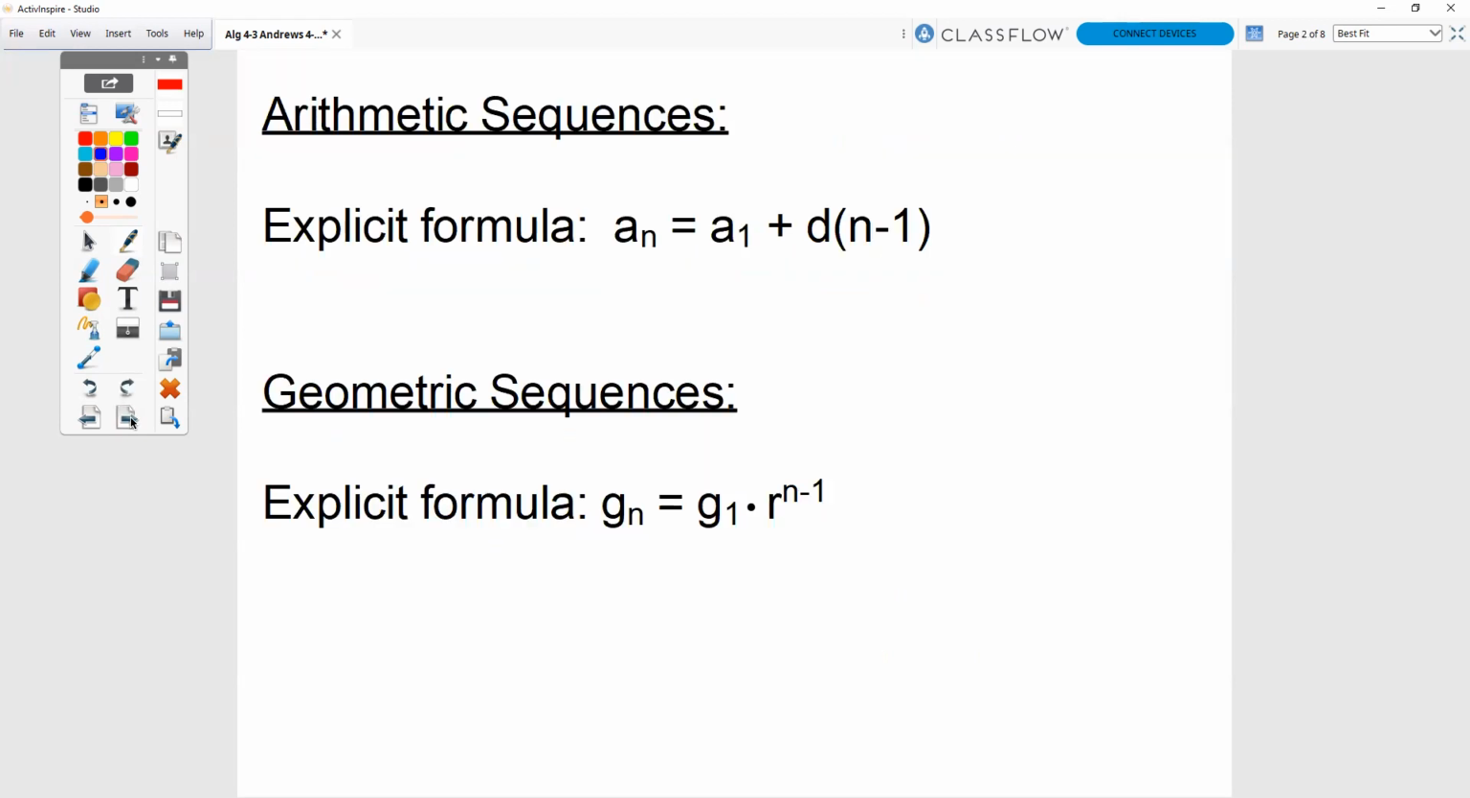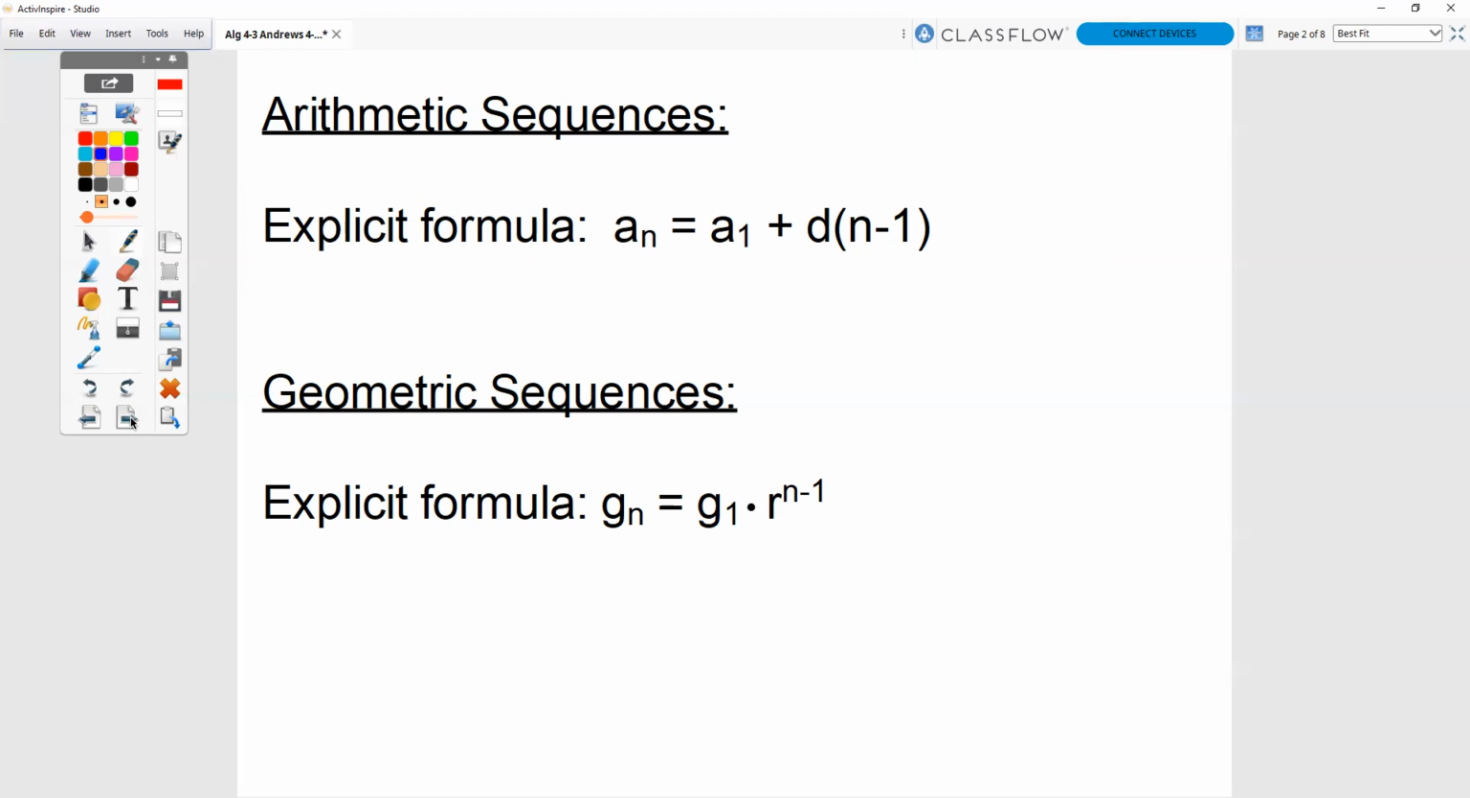There's something known as the explicit formula. Explicit just means that it gives you the exact term in a sequence that you want. For example, if you wanted the 100th term, instead of having to figure out all 100 terms to get to that 100th, we could use this formula to figure out the exact 100th term in a pattern, in a sequence.